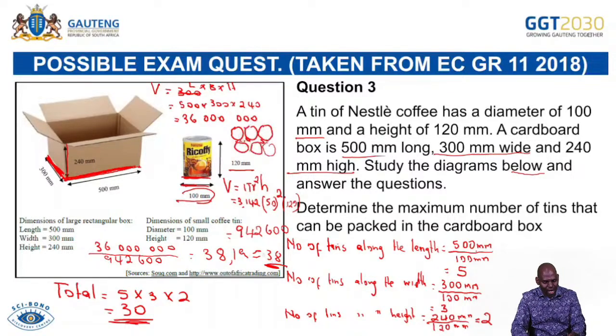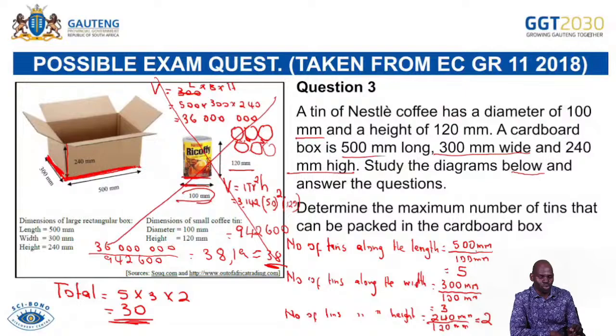Okay, so that is why at the end of the day, this one will say we can pack more tins, because it doesn't cater for the space. Once I pack them, there's actually going to be spaces in between. In this case, it means there are no spaces. So whenever we have to determine the maximum number, we mustn't use this method.